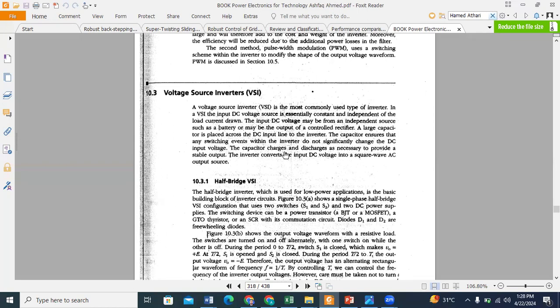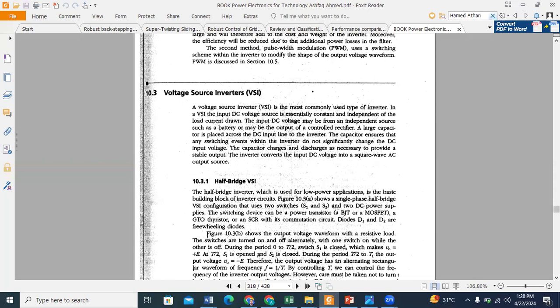A large capacitor is placed across the DC input line of the inverter. The capacitor ensures the switching events within the inverter do not significantly change the DC input voltage. The capacitor charges and discharges as necessary to provide a stable output. The inverter converts the input DC voltage into a square wave AC output source.